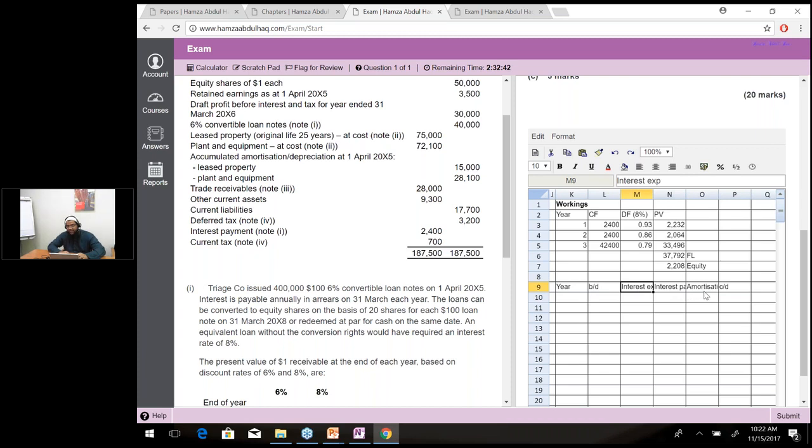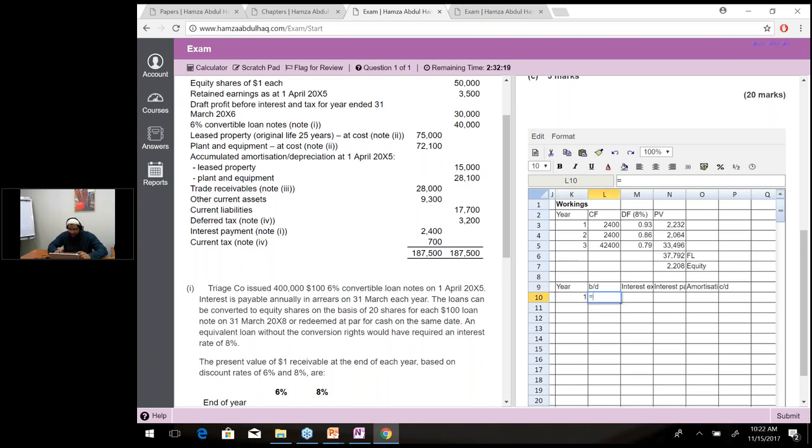Interest expense, interest paid, amortization, they are shown partly but not completely. So you don't have to worry for this. There are no marks for formatting. The examiner will read each and every cell of yours, that what amount or what value or what particulars you have written. So there is no need of formatting. You just need to show the examiner your calculations.